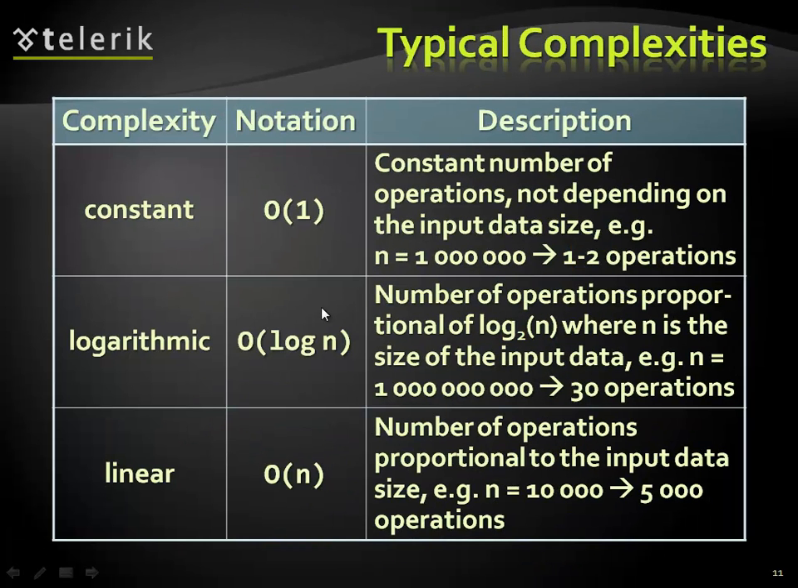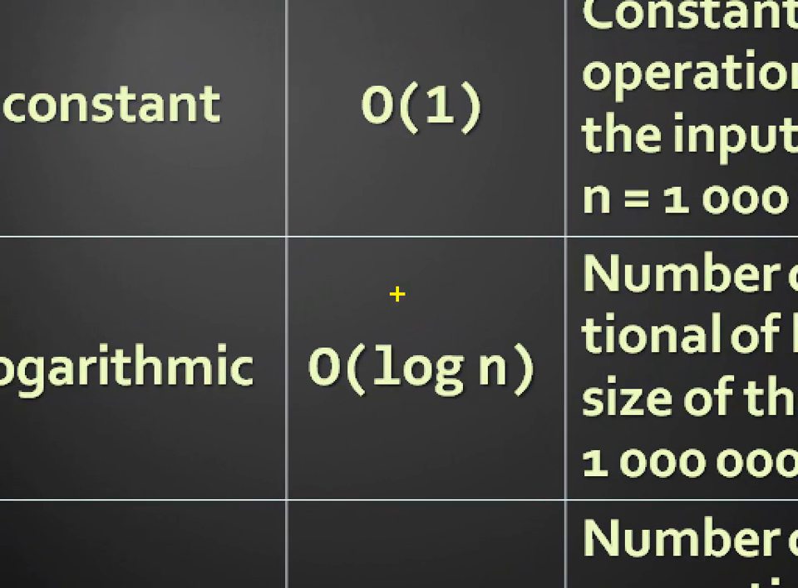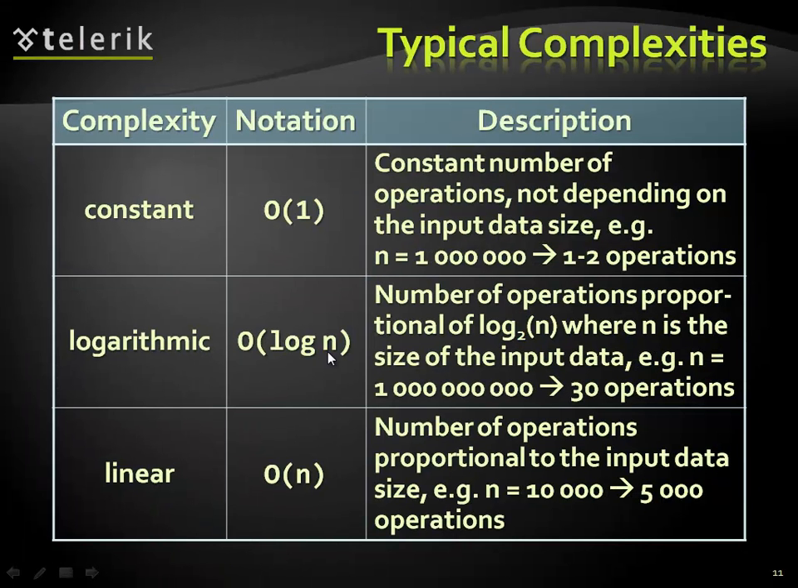Okay, logarithmic complexity. This time you depend on n in some way. How do you depend on n? Logarithm of n. If you have 1 million elements, how much is that? Logarithm of 1 million is what? 20, yes. Because 1 million elements is 1 megabyte, and 1 megabyte is generally 2 to the power of 20, something like that. So logarithm of 1 million elements means 20 or 30 operations.